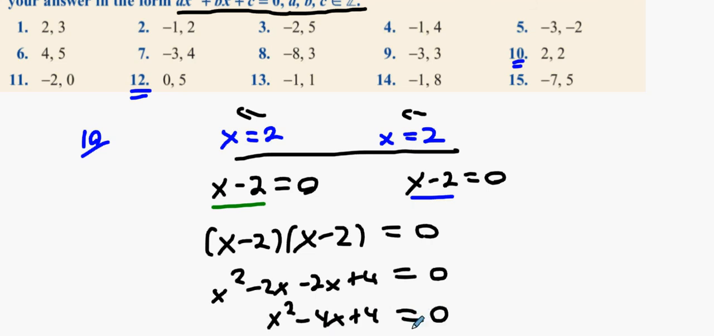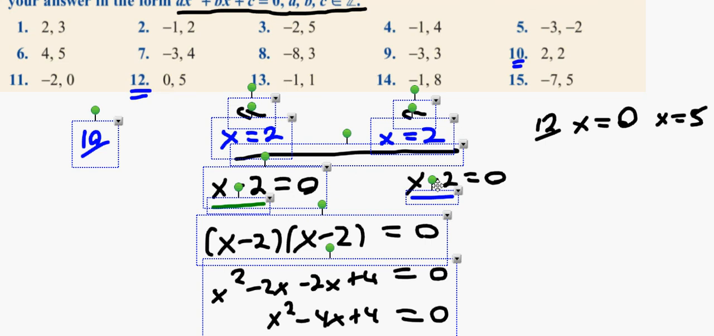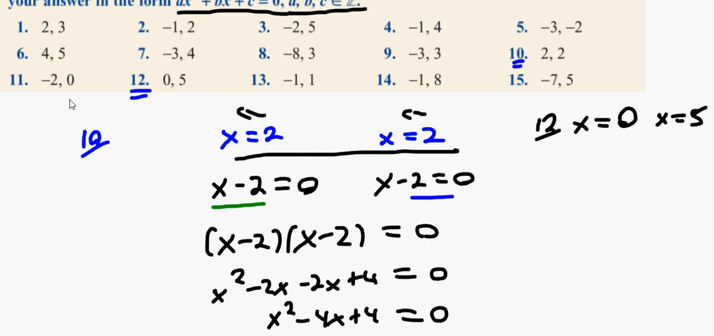The only one I can see tripping you up would be something like question 12. Now in question 12 you have x equals 0 and x equals 5. How'd you do that one? Connor, what would you do? You work back the same division. Yeah, so what's the first step backwards?